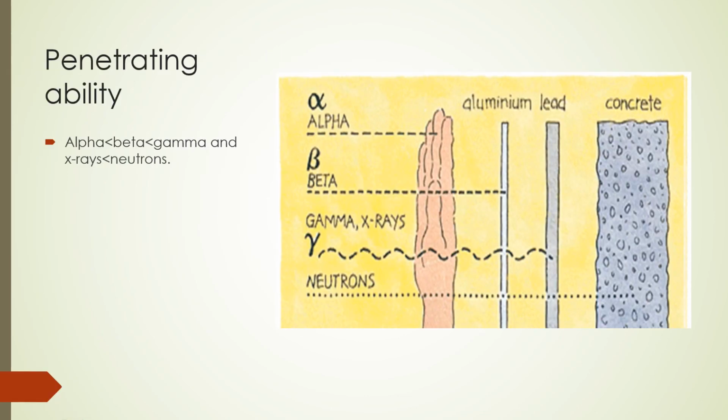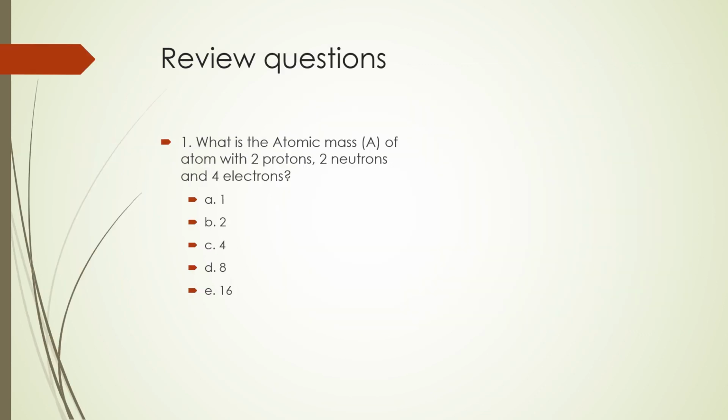Let's end by comparing the penetrating ability of various radiations. The least penetrating radiations are alpha particles, which are heavy charged particles, followed by beta particles, which are charged particles but not as heavy as alpha particles. Gamma rays are more penetrating than beta particles, and neutrons are the most penetrating radiations. Neutrons are heavy particles but are neutral with no charge. Let's finish up by answering a few review questions.